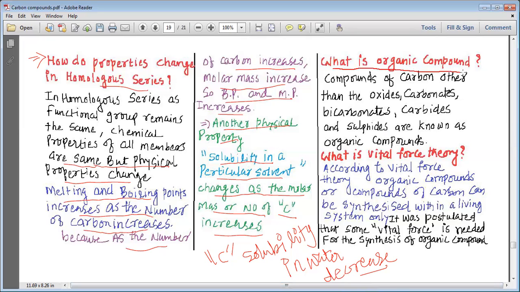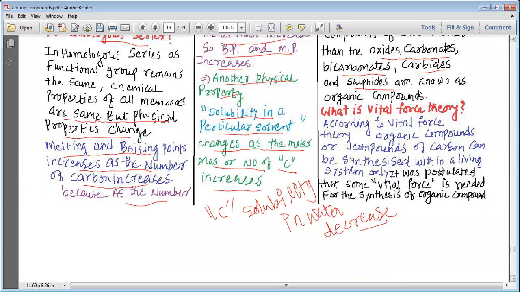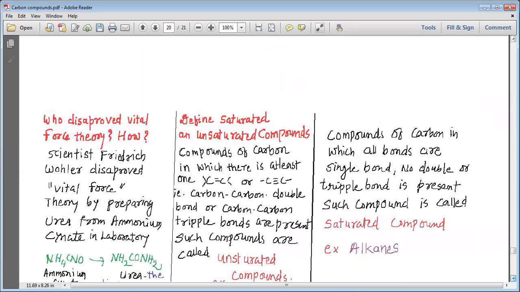Now, my dear students, we want to study the next question, that is, what is an organic compound? There is a particular definition for the organic compound. Compounds of carbon other than oxides, carbonates, bicarbonates, carbides and sulfides of carbon are known as organic compounds. Once again, compounds of carbon other than the oxides, carbonates, bicarbonates, carbides and sulfides are known as organic compounds. So an organic compound is nothing but the compounds of carbon. That is what we can understand.